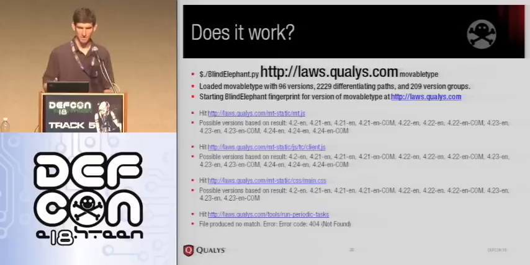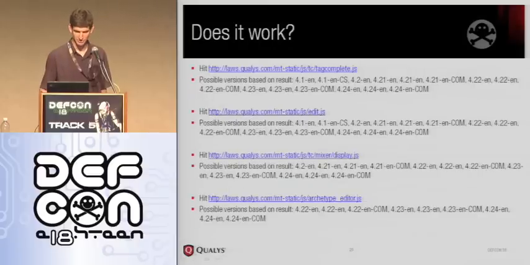So here's fingerprinting my boss's website. It loads up the database, says supporting 96 versions here. Starts fingerprinting. You can see these files start getting fetched. Based on the results of that file, we bring it back, we hash it. Does it match a hash that we know? If so, does that imply some set of versions? Cool. Here's that set of versions.